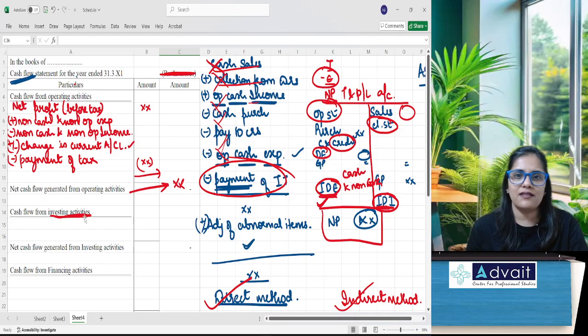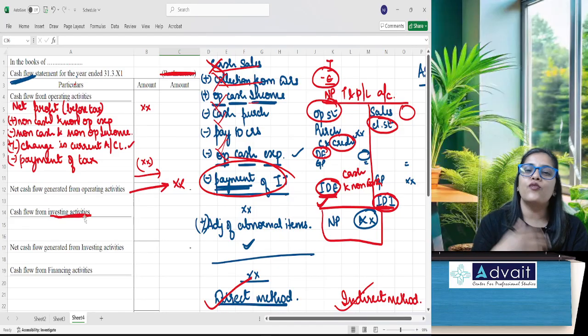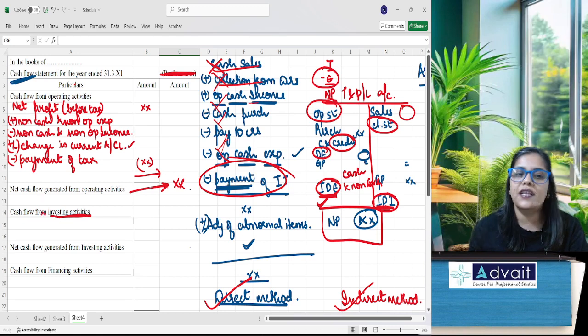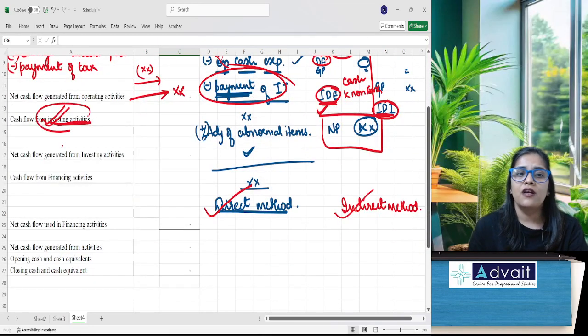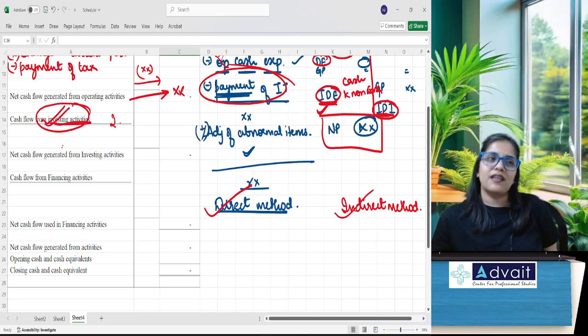So guys, this is very, very simple. Any item relating to investing activity, just say for example, if you have shares of some other company and on that you received interest, then it is definitely an investing activity and it should come here. Okay. Now pay attention here. Two places are very important where you might get stuck.